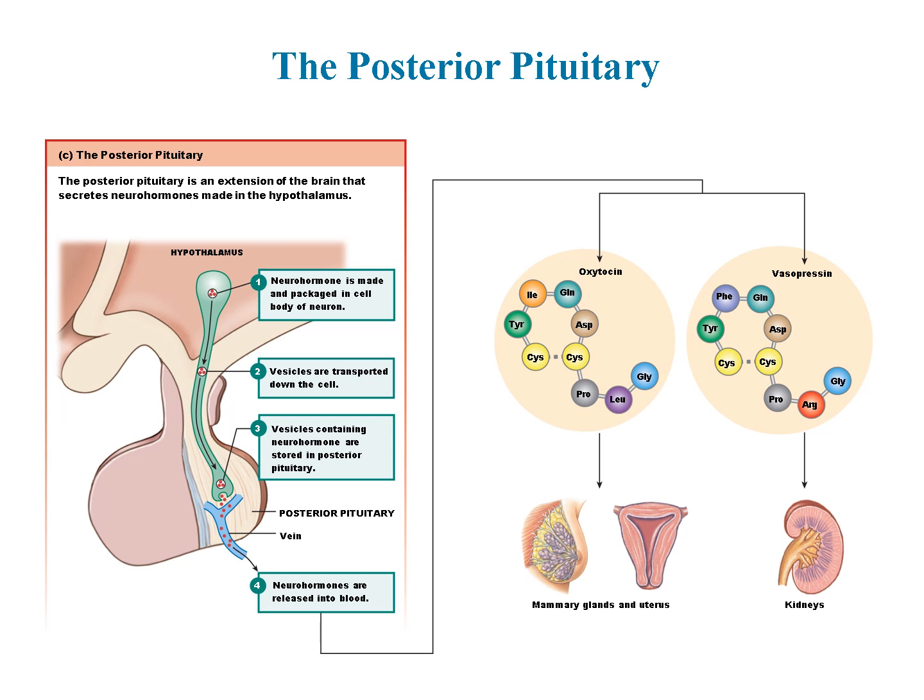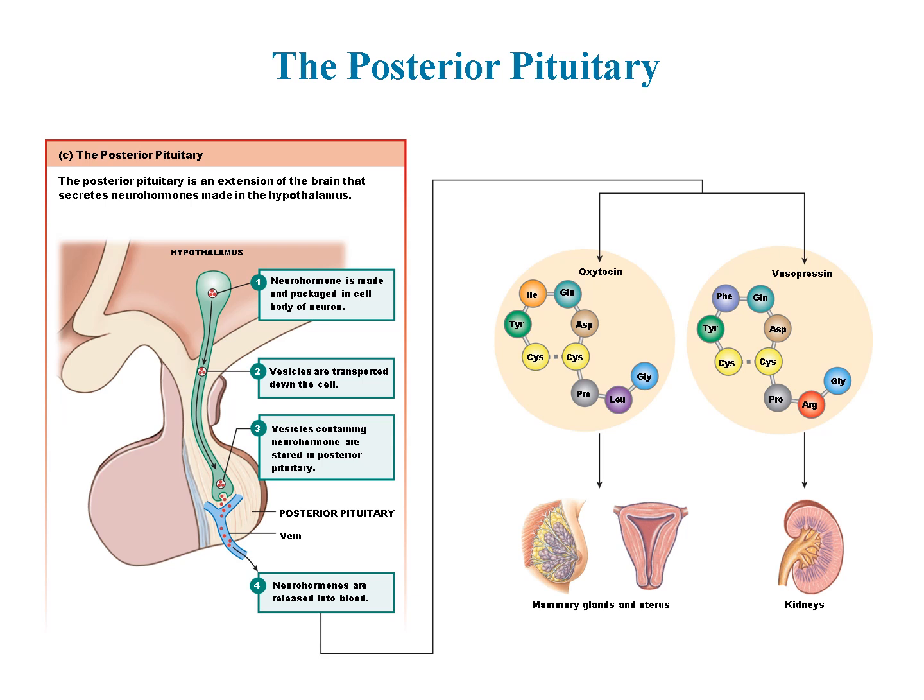The posterior pituitary is an extension of the brain that secretes neurohormones made in the hypothalamus. Neurohormones are synthesized and packaged in the cell body of neurons located in the hypothalamus. These neurohormone-containing vesicles are transported down the axon to the posterior pituitary. Once they reach the posterior pituitary, the vesicles are stored until the neuron is stimulated. Upon stimulation, the neurohormones are released into the blood for distribution to target organs.